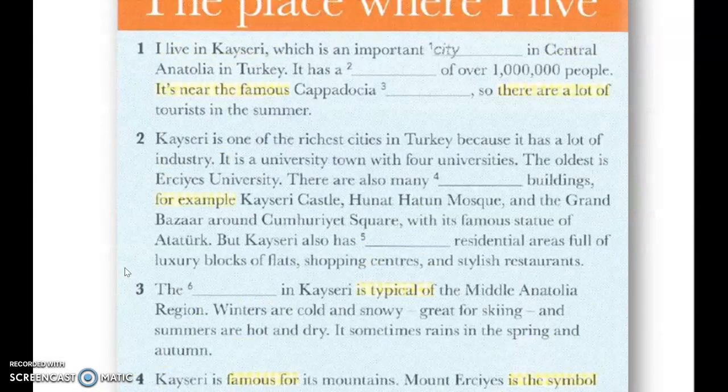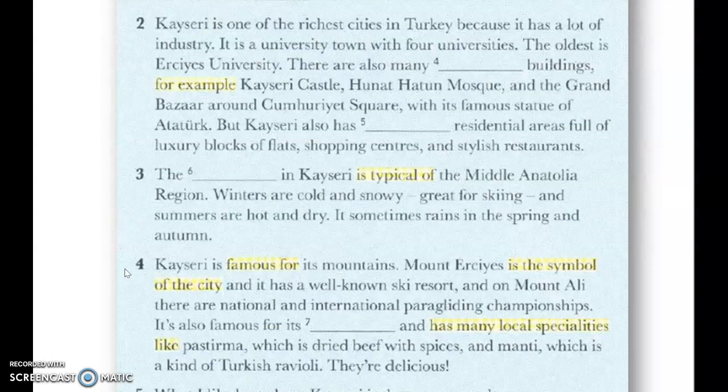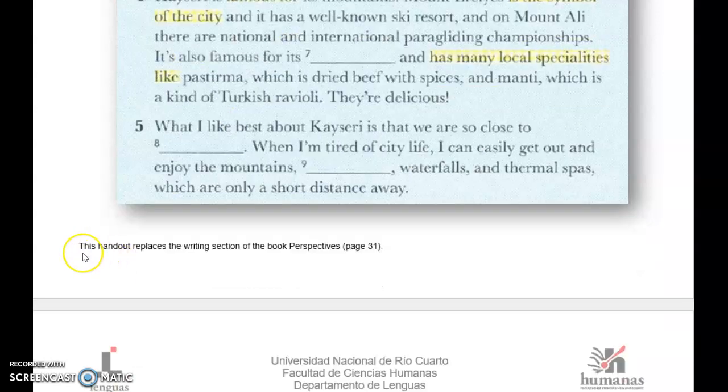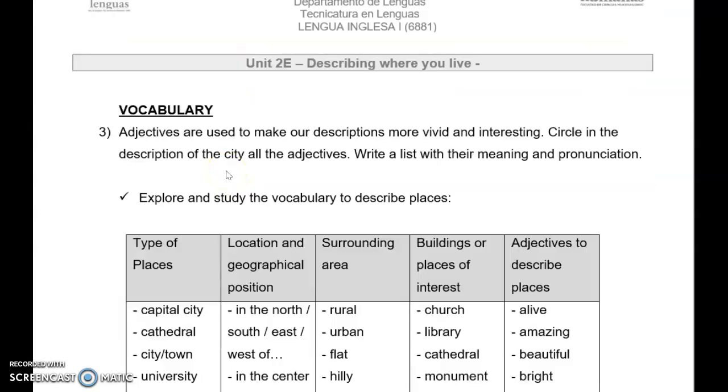Good. So remember, take advantage of this text so that you can read aloud and learn more vocabulary. Look up in the dictionary all the words that are unknown to you, right? And here it says, this handout replaces the writing section of the book Perspective. So we are not going to work with that section because we are working with this.